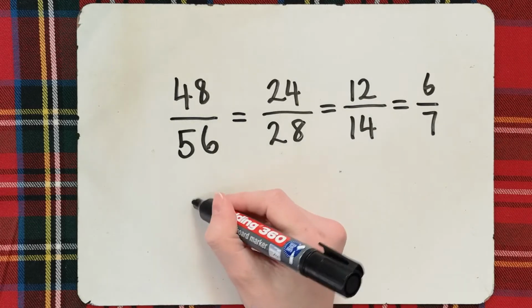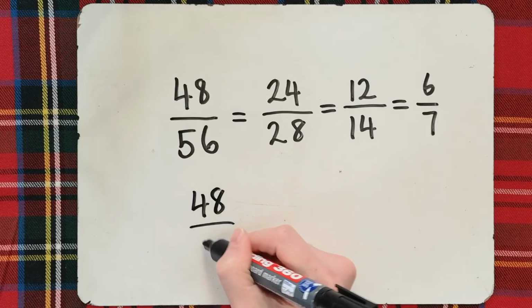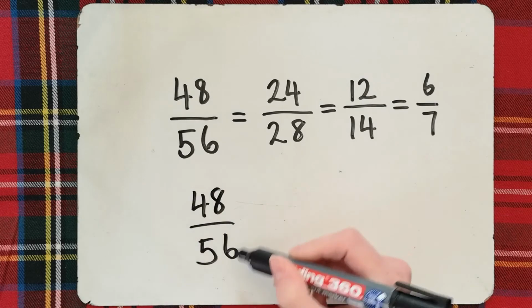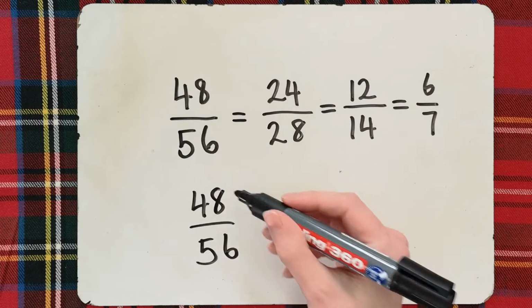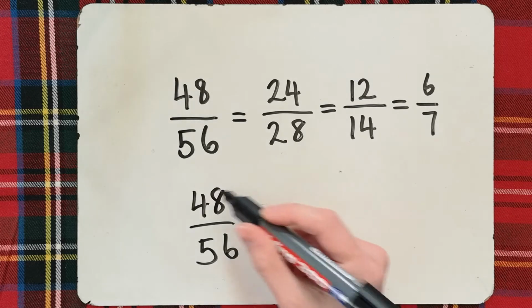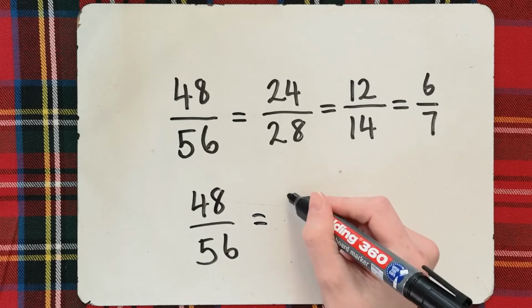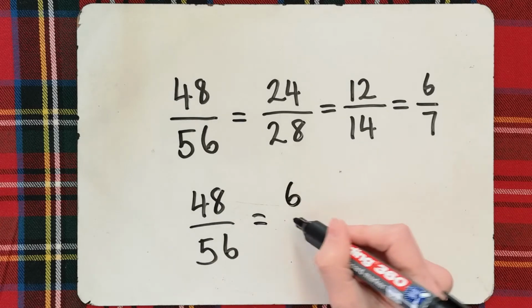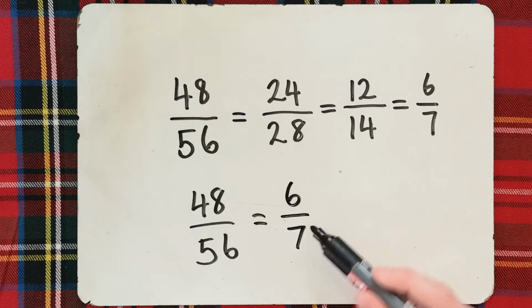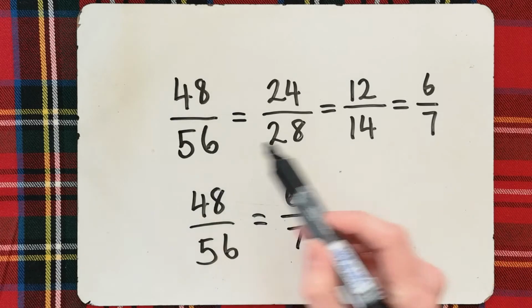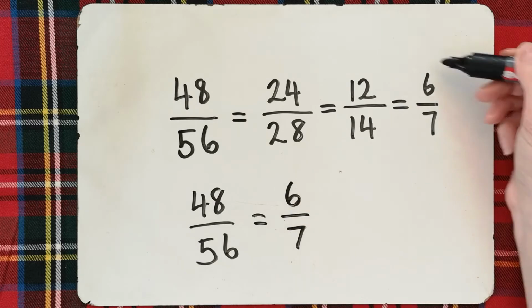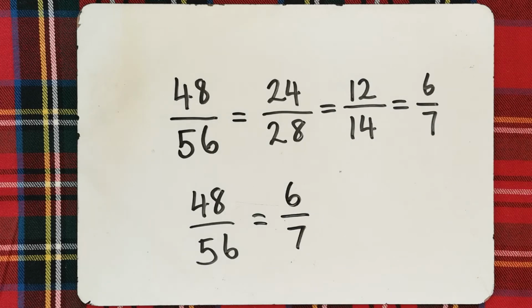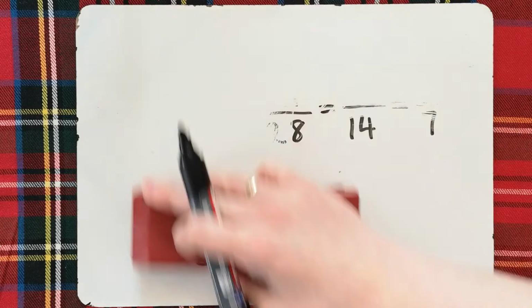Some of us might have noticed that 48 and 56 are both in our 8 times table. So if you knew that fact, you could use that straight away to know that 48 divided by 8 gives me 6, and 56 divided by 8 gives me 7 to get to 6/7. But it doesn't matter which way you do it, you'll still get to the simplest form. Let's have a look at another example.